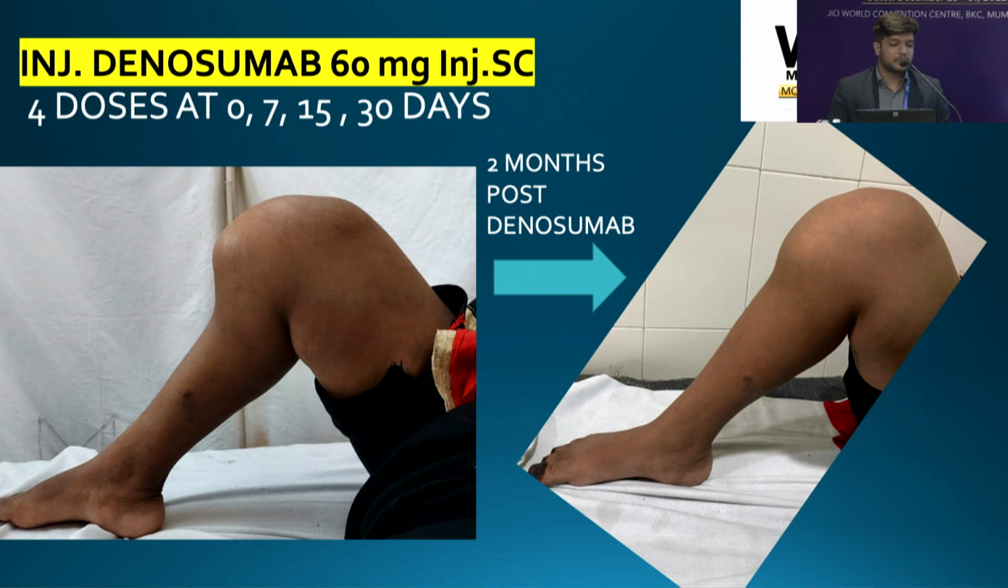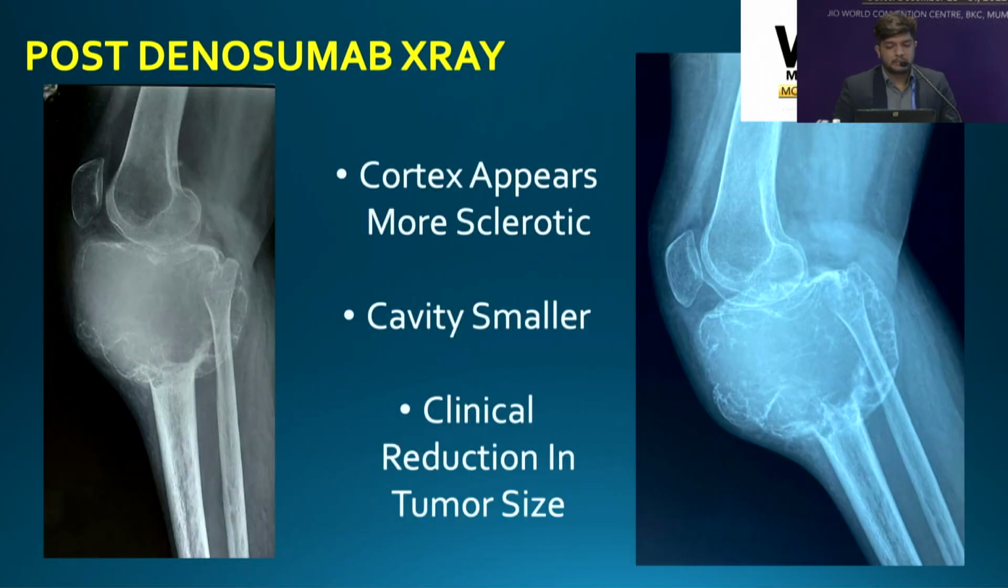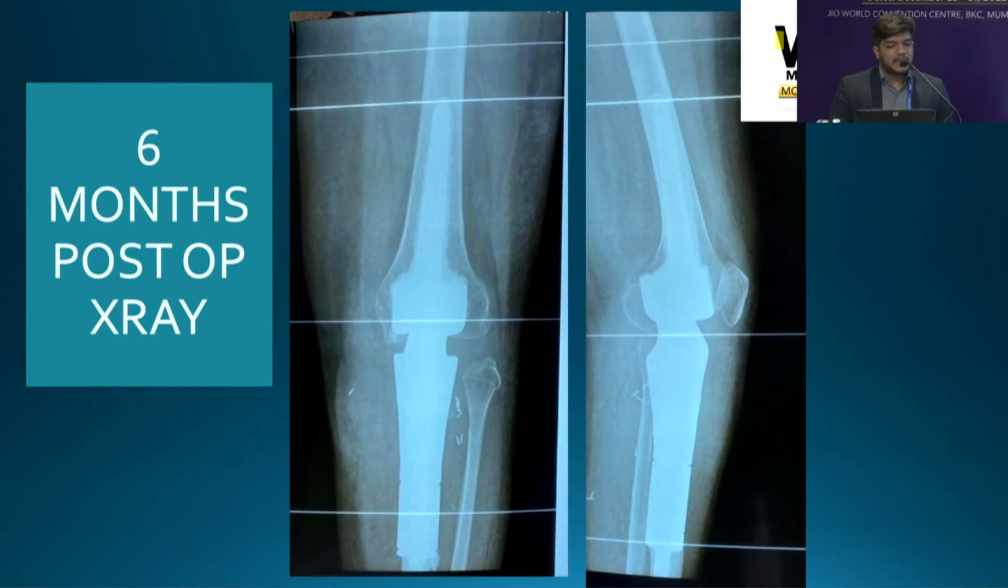4 doses were given over a period of 1 month, and this is the clinical picture 2 months after denosumab, where we can see a drastic reduction in the clinical size of the tumor. And this is the X-ray post denosumab, where we can see that the cortex appears more sclerotic. Plus, there is a clinical reduction of the tumor size. Post denosumab, we again went ahead with the same management, a wide excision along with a tumor prosthesis.